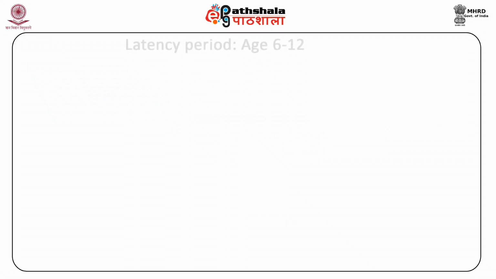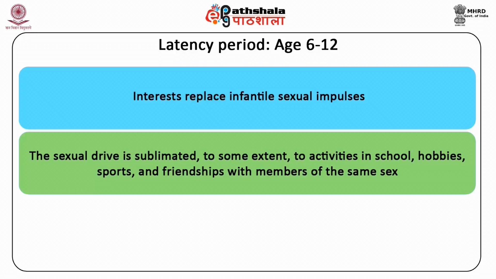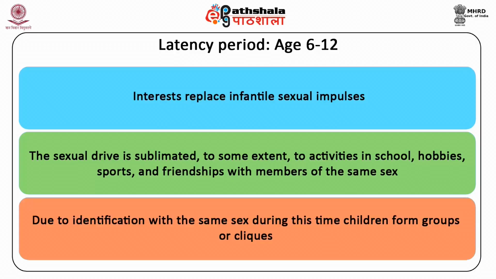Ages 6 to 12. With the passing of the turbulence and the combined stresses of the oral, anal, and phallic stages of psychosexual development, the individual can enjoy a period of relative rest. The major structures of personality are largely formed, as are the relationships between these subsystems. During this latency period, new interests replace infantile sexual impulses. The sexual drive is sublimated, to some extent, to activities in school, hobbies, sports, and friendships with members of the same sex. Due to identification with the same sex during this time, children form groups or cliques.